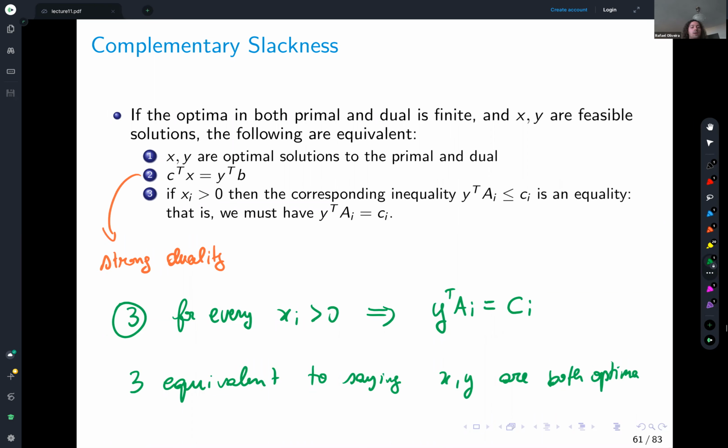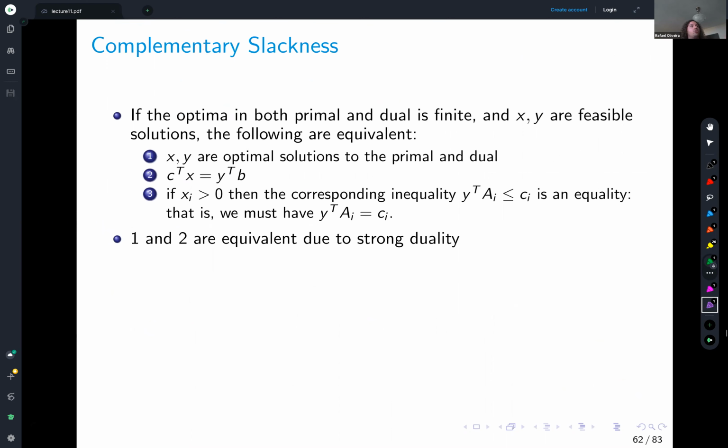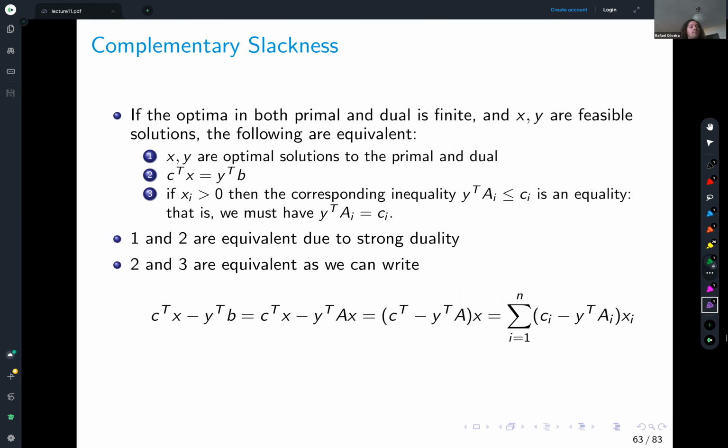And how do we prove this? Well, the proof is quite simple. 1 and 2 are equivalent by strong duality, which is what we proved. And the content of complementary slackness is just that 2 and 3 are equivalent. But how do we know that this is equivalent? Well, it's quite simple. Let's just write c transpose x minus y transpose b. Now remember, x and y are feasible solutions. So in particular, x is feasible. Therefore, Ax is equal to b.